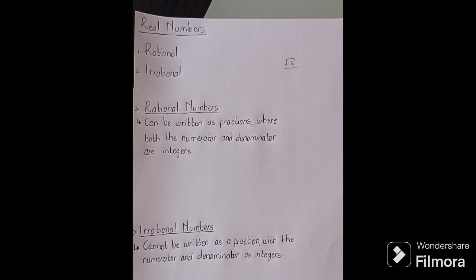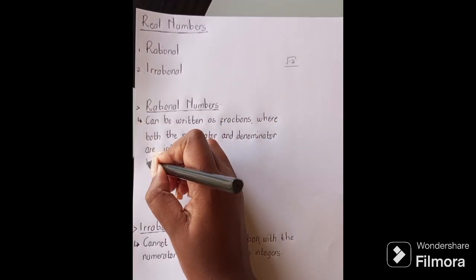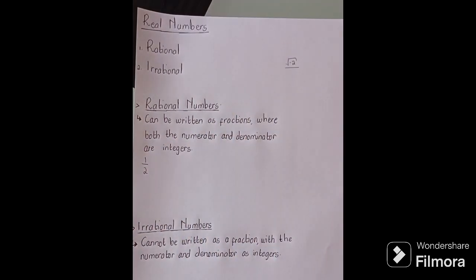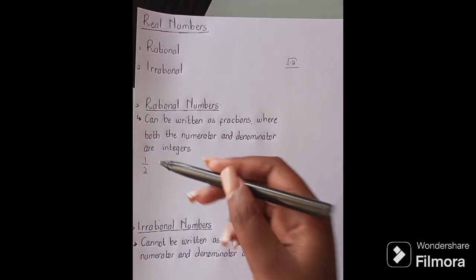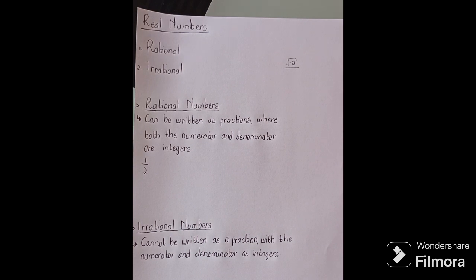We all know what fractions are, right? Fractions are numbers which are on top of each other. An example would be something like 1/2. You have 1 on top and 2 at the bottom. This is what we refer to as a fraction. So if a number can be written as a fraction, that's condition number one. And then condition number two, if both the numerator and the denominator on the fraction are integers, then that number is a rational number.